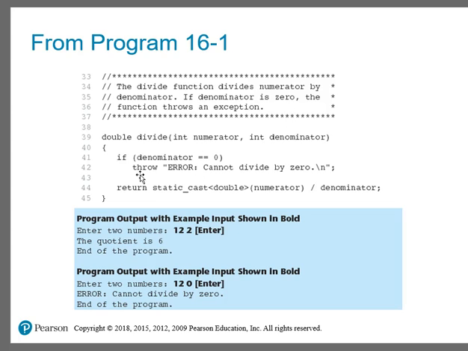If the denominator is 0, the message is "cannot divide by 0." And now this one then returns static_cast<double>(numerator) divided by denominator. Now this static_cast<double> has nothing to do with the error message here. This is just making sure that you don't do integer division, okay?